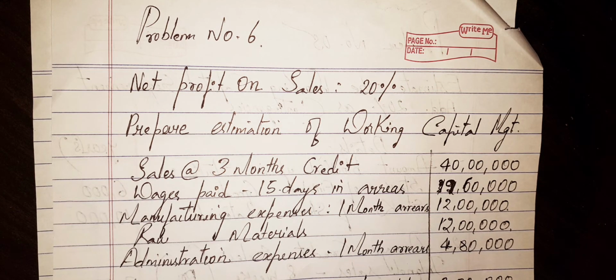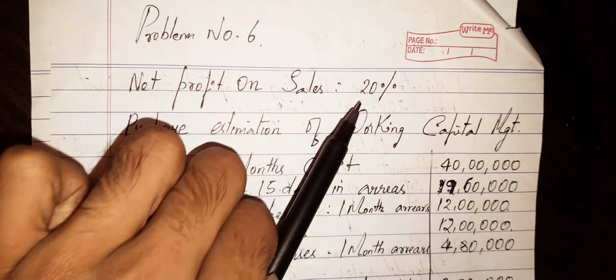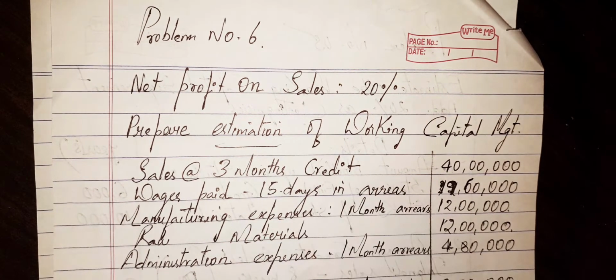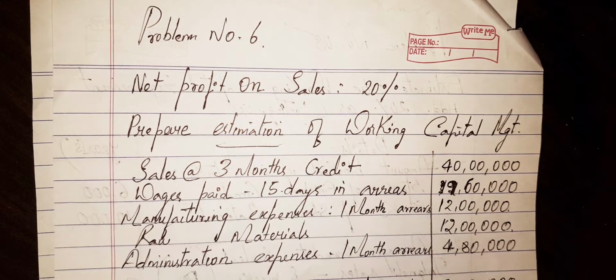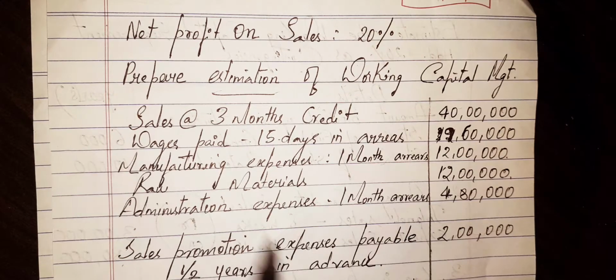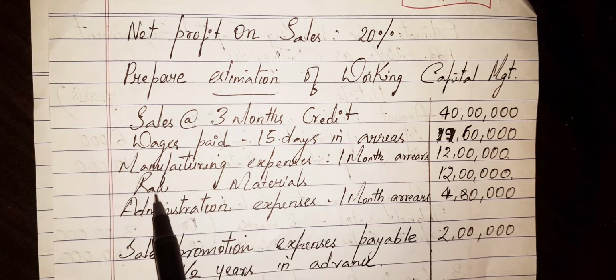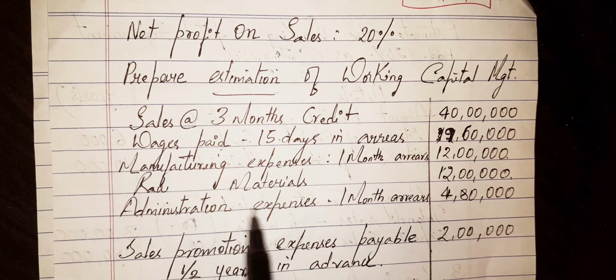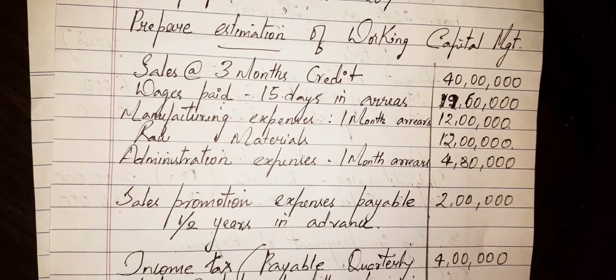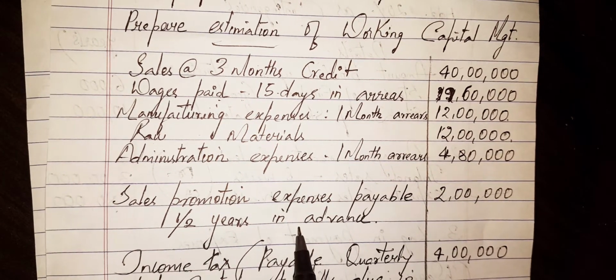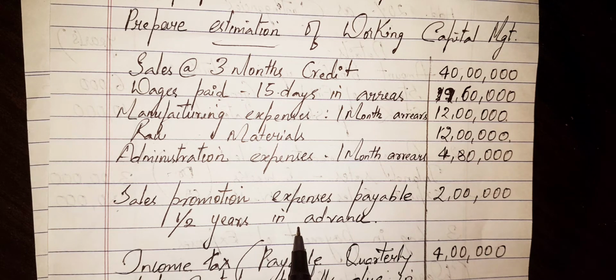In this particular video, let us solve one more problem on working capital management. The net profit on sales they have given is 20%. We have to prepare the estimation of working capital requirement. Sales they have given, wages paid, manufacturing expenses, raw materials, administration expenses, and sales promotion expenses payable half year in advance. So advance they have paid.